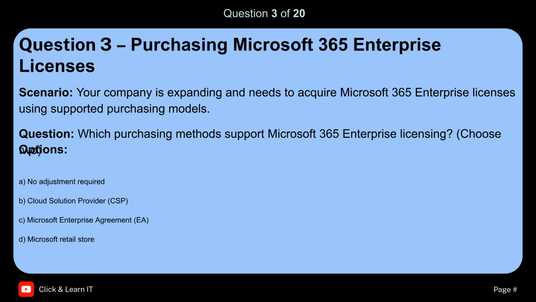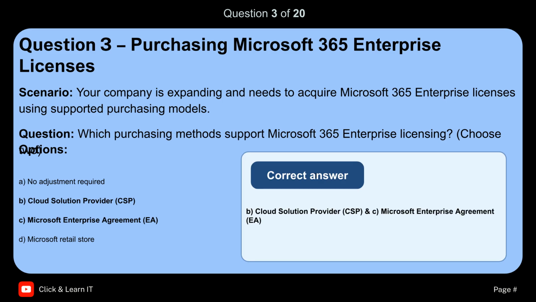Question 3. Your company needs to acquire Microsoft 365 Enterprise licenses. Which purchasing methods support Microsoft 365 Enterprise licensing? Choose 2. Options are no adjustment required, Cloud Solution Provider, CSP, Microsoft Enterprise Agreement, EA, or Microsoft Retail Store.